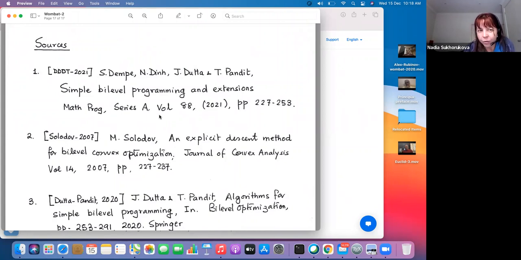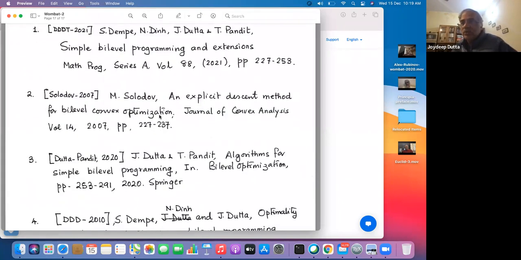I was wondering if you can recommend a textbook. I know there is one by Stephan Dempe from 2002, which is, I believe, quite old. But is there something more recent, or is it just papers published on particular topics? On bilevel programming? Yes. There is this book, Bilevel Optimization, which appeared from Springer in 2020. The collection of papers is extensive, and it includes heuristic methods for solving bilevel programming.